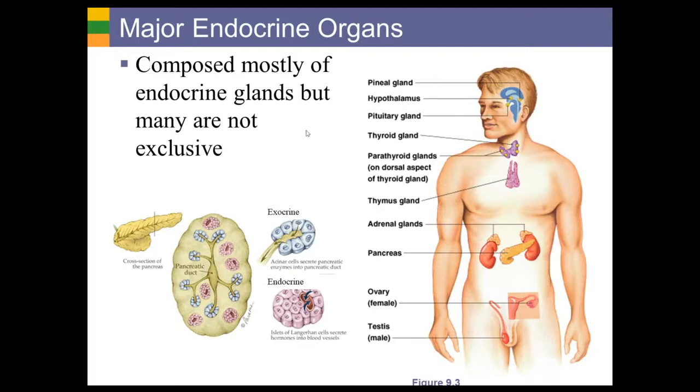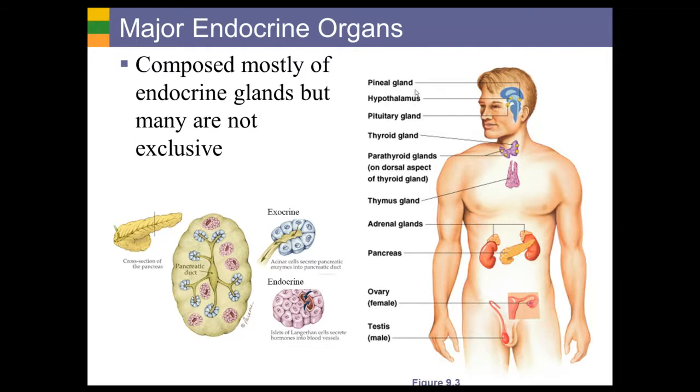Now, as we're talking about the endocrine system, we're going to be talking about a very important number of endocrine organs and the hormones that they produce. But one of the things that you're going to see very quickly is that many of what we call endocrine organs also have other functions, right?